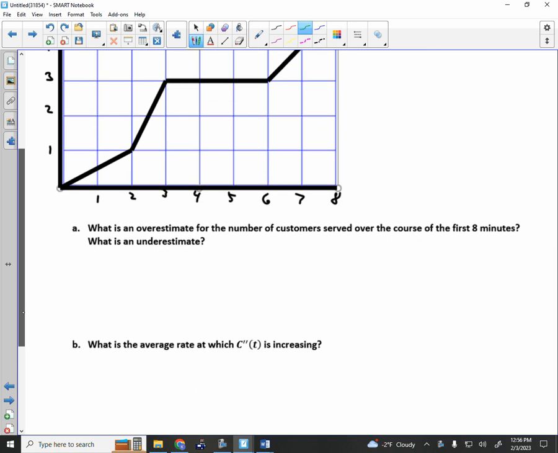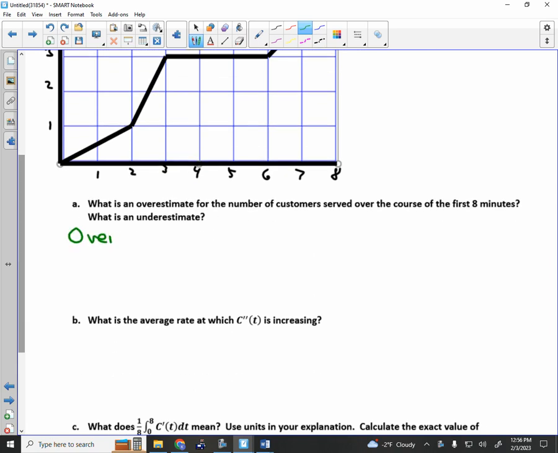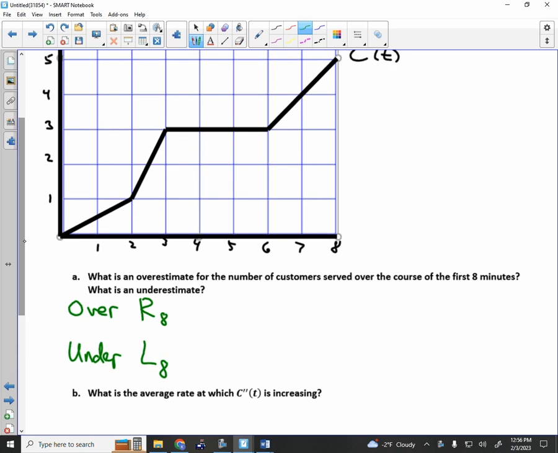Okay. So I would like to do the overestimate and the underestimate. And to try to save time, we're going to break this up among the class. Overestimate will be R sub 8, and underestimate will be L sub 8. Okay? So this group here, you guys do R sub 8, and you guys all here compute L sub 8, okay? R sub 8, L sub 8. Go.